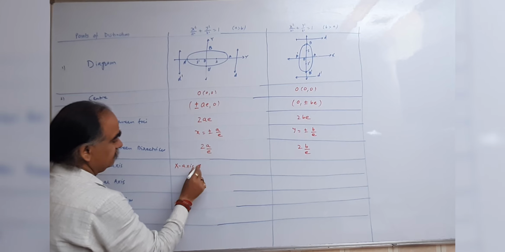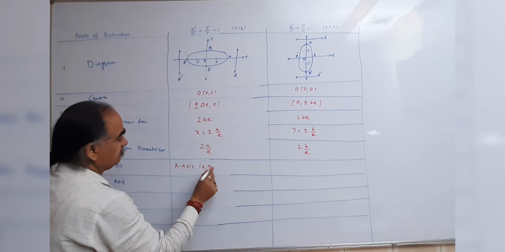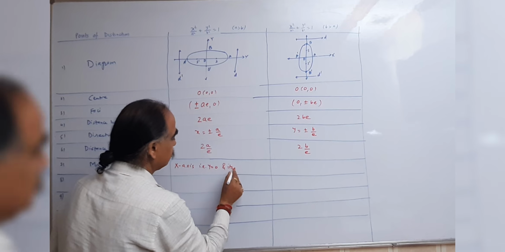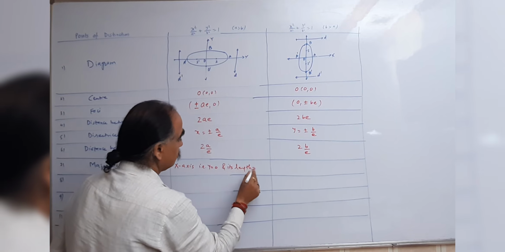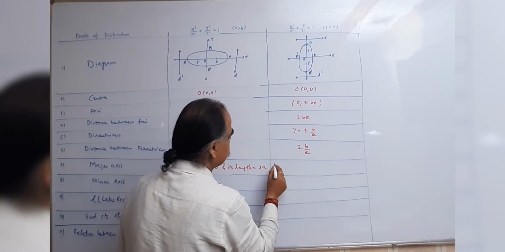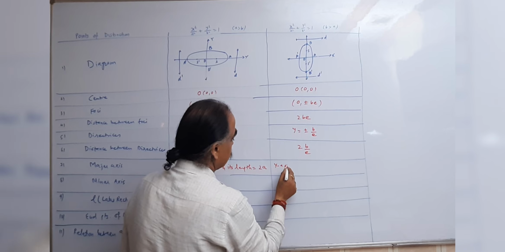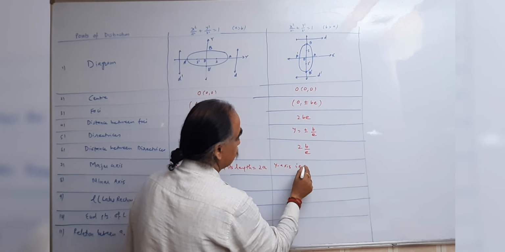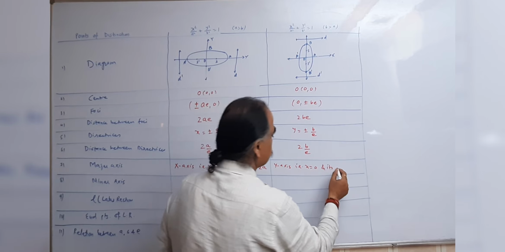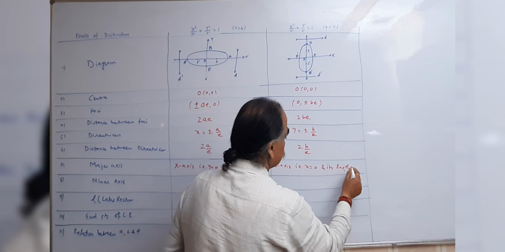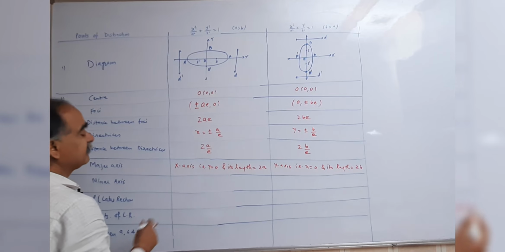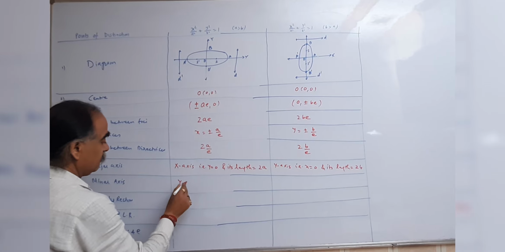What is the major axis? x axis, that is y is equal to 0, and its length is 2a. Here the major axis is the y axis, that is x is equal to 0, and its length is 2b.